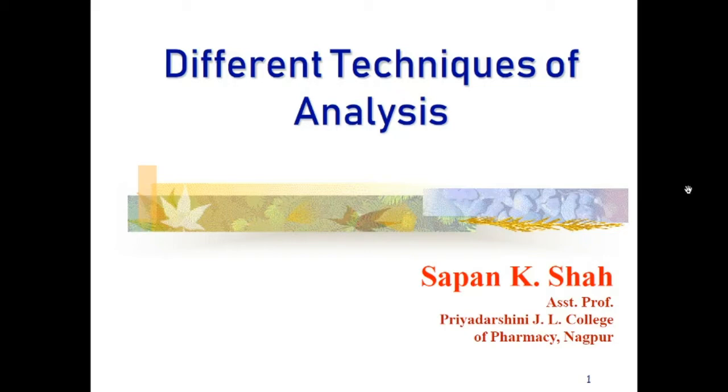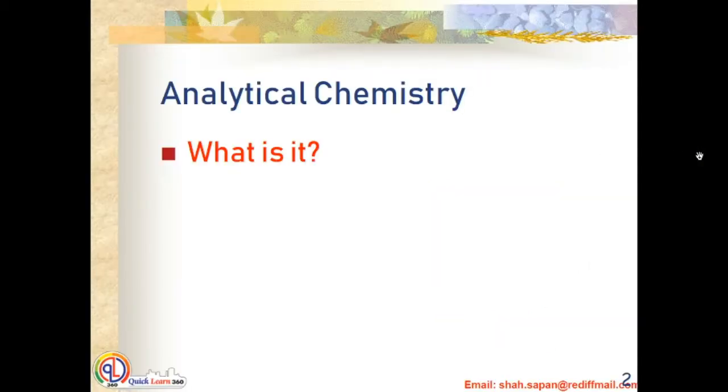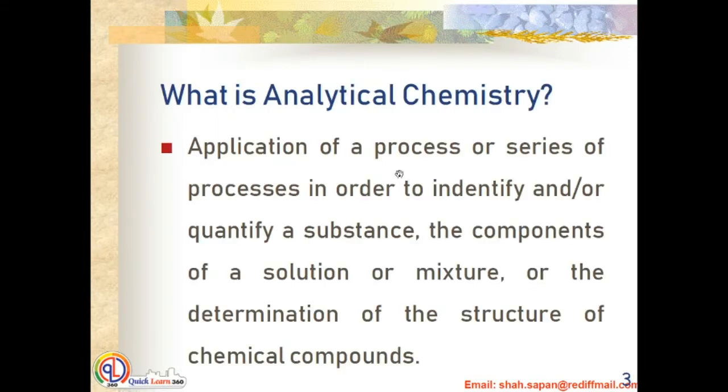Dear students, today we are going to learn about different techniques of pharmaceutical analysis. Before proceeding to the various techniques of pharmaceutical analysis, let us familiarize ourselves with this term, that is analytical chemistry. So, what is analytical chemistry? It is an application of a process or a series of processes in order to identify or quantify a substance, the component of a solution or a mixture, or the determination of the structure of chemical compounds.